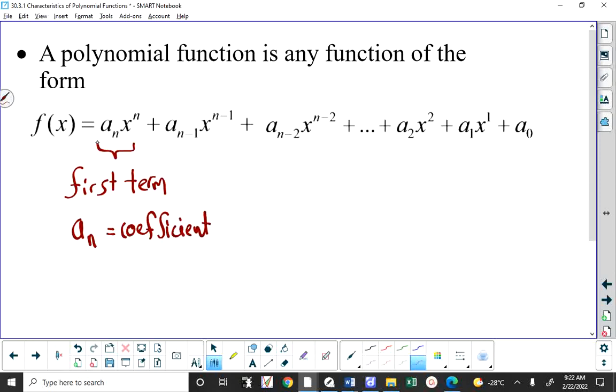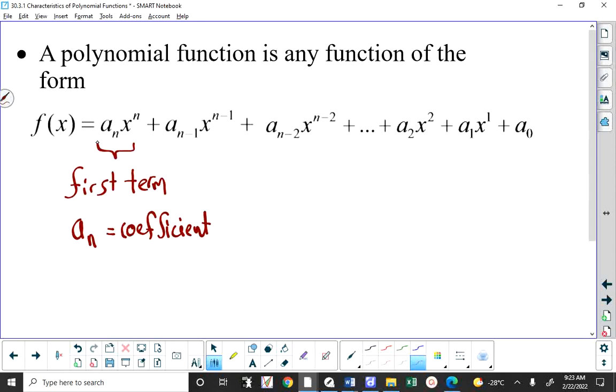Of the first term. A sub n minus 1 would be the coefficient of the next term. All of these a's with the subscripts are just coefficients. So when you talk about n here, and I'm going to give us an example to begin with, and you have limited space here, I understand that, but if you decide to write this down, that's fine. I would prefer if you just pay attention and think and listen.